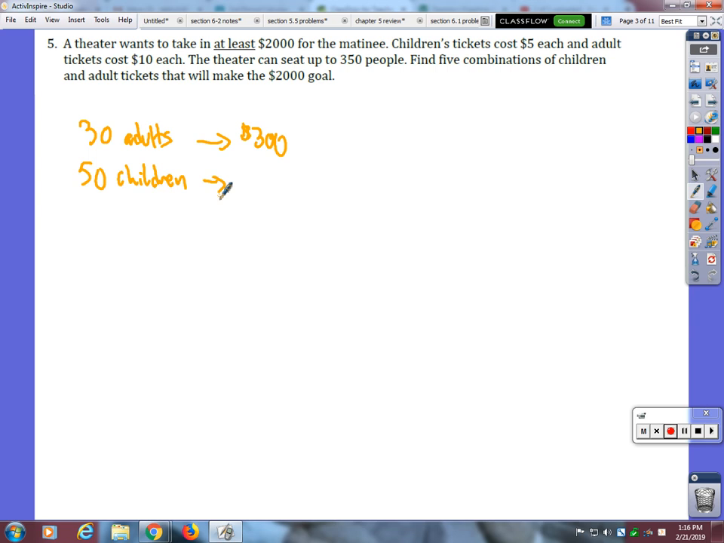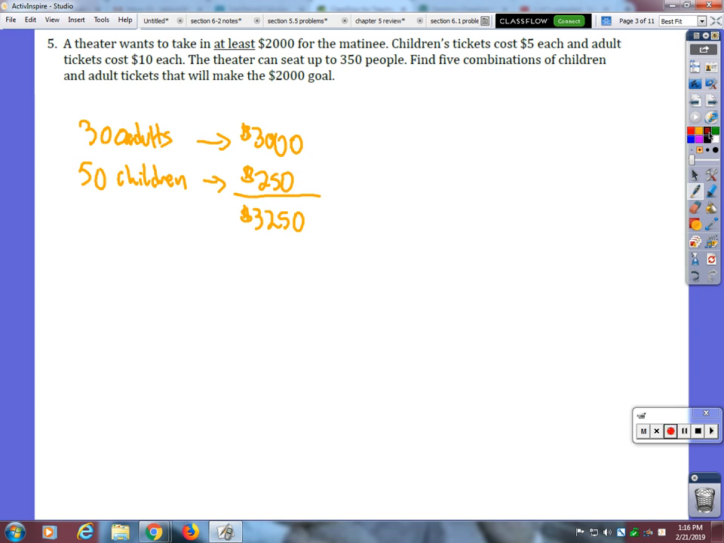You said 300 adults. Oh, okay. So that would be $3,000. Now you're good. And then how much would you get off the 50 children? If there's tickets, $250. Okay, and that adds up to $3,250. So that is definitely more than $2,000. Okay, nice job, Matthias, top student, like I said before.